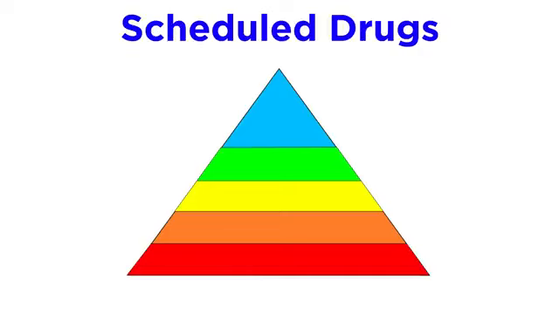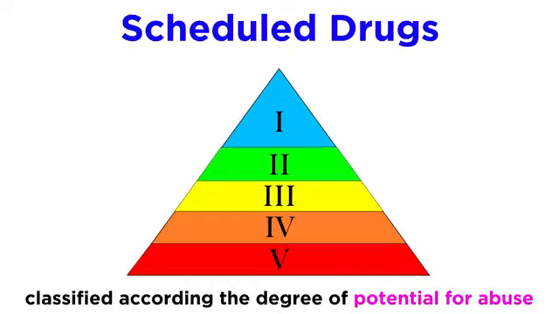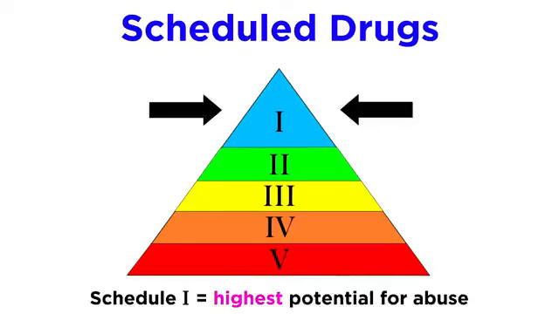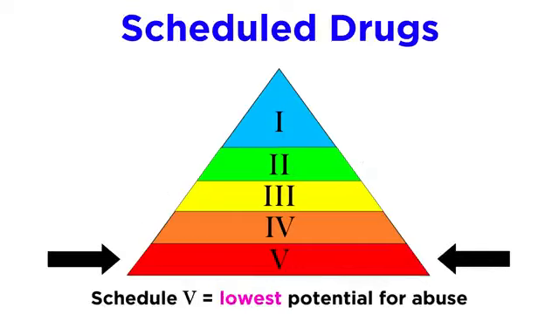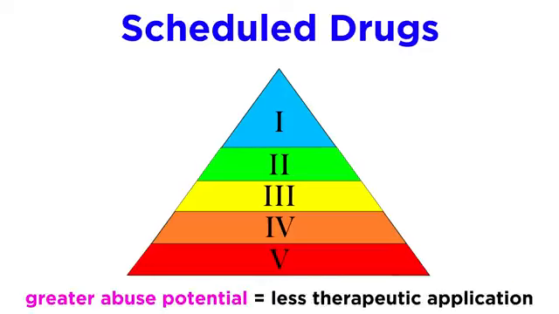Otherwise, let's simply understand that drugs with this quality are called scheduled drugs, and they are classified according to the degree of their potential for abuse. Schedule 1 drugs have the highest potential for abuse, followed by 2, 3, 4, and then Schedule 5 drugs have the lowest potential for abuse. The greater the abuse potential, the less therapeutic application a drug typically has.